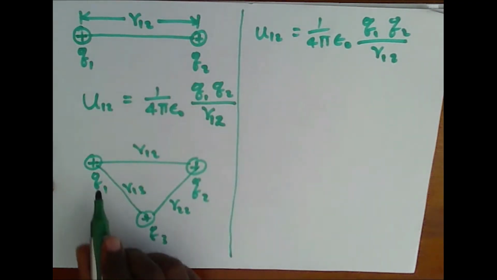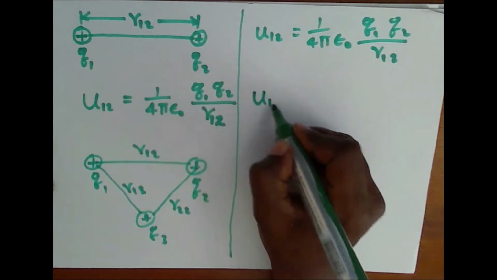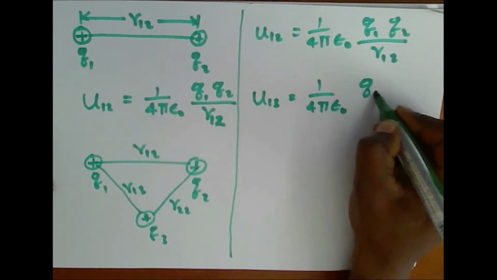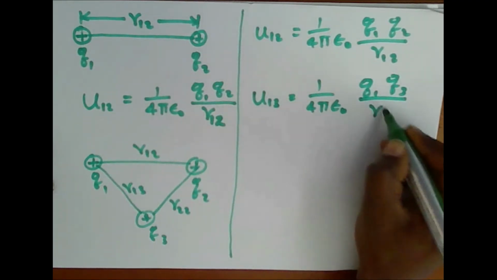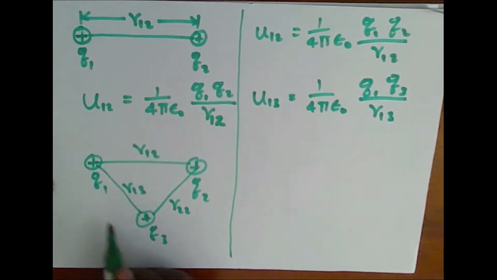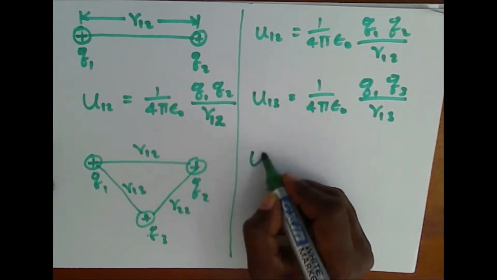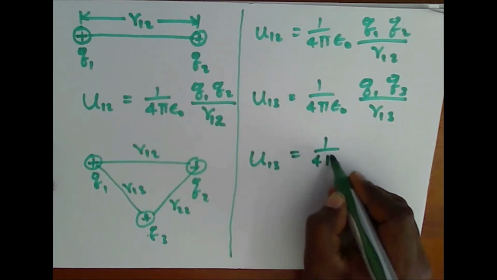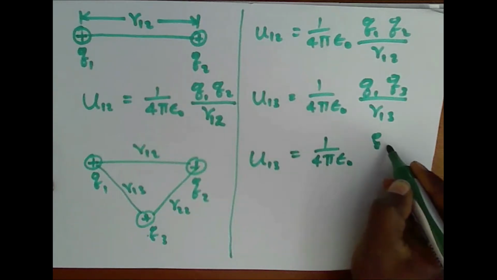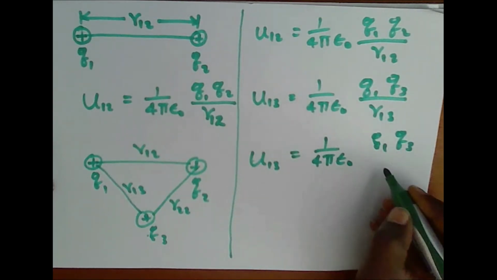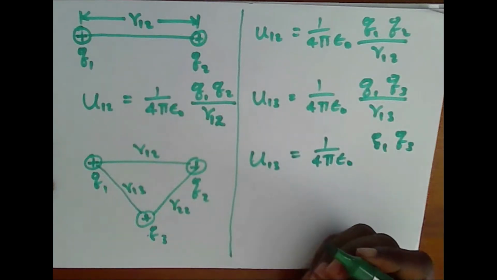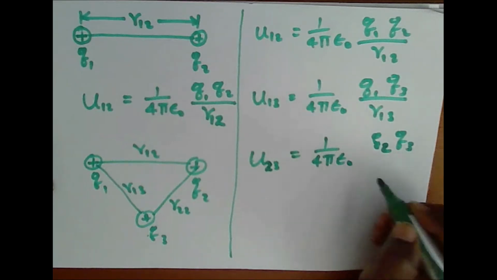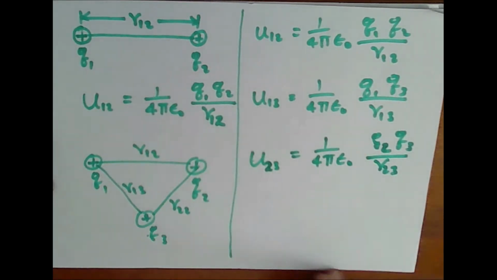and to find the electric potential energy between 1 and 3, U13 is equal to 1 over 4 pi epsilon naught Q1 Q3 over R13, and then between 2 and 3 we have U23 equal to 1 over 4 pi epsilon naught Q2 Q3 over R23.